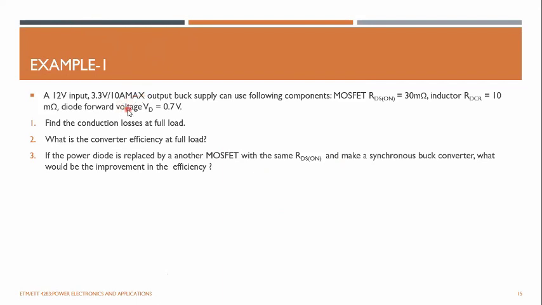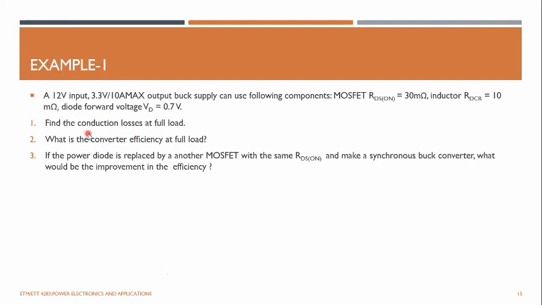I will give you this example so you can work it out by yourself. We have a 12 to 3.3 volt, 10 amp max output power supply. It is using a MOSFET with an on resistance of 30 milliohm, the inductor has a DC ESR of 10 milliohm, and the diode forward voltage drop is 0.7. Find the conduction losses at full load.